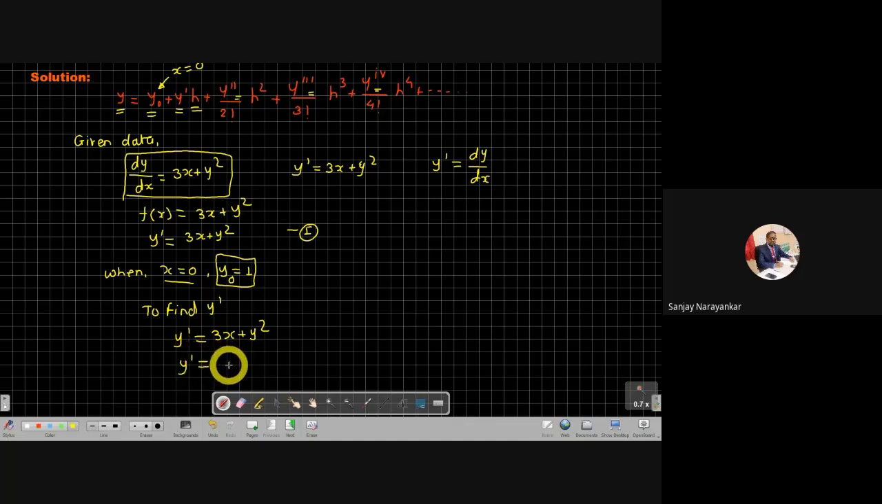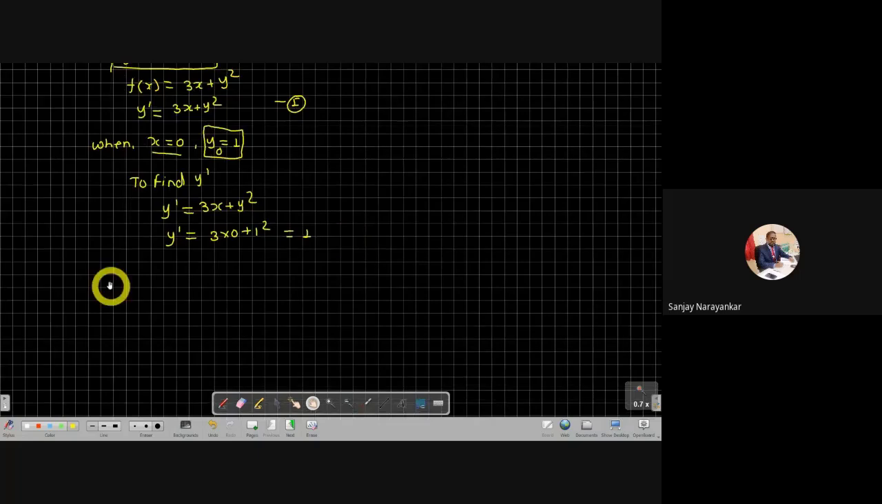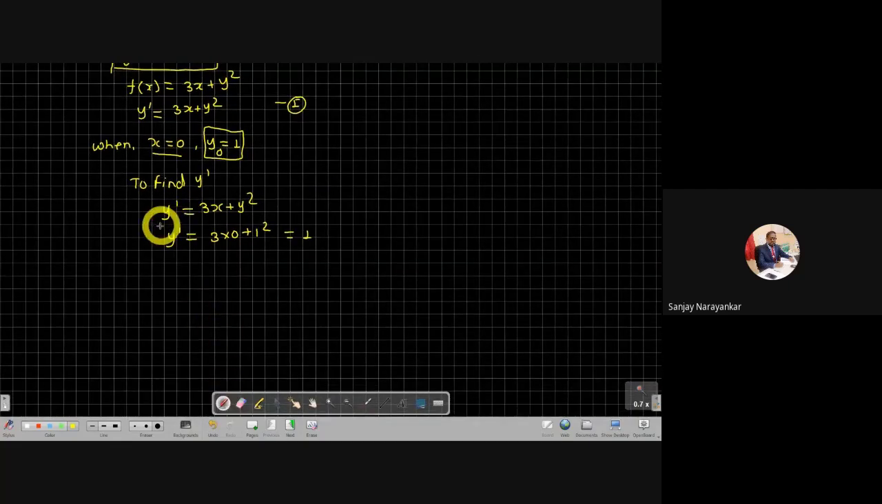Y dash is equal to 3 into 0 plus 1 square. So that value is nothing but 1. So we got y dash, and this is our first solution. After finding y dash, we have to find y double dash. So second, we have to find y double dash. How do we find this y double dash? Yes, students, how to find y double dash?